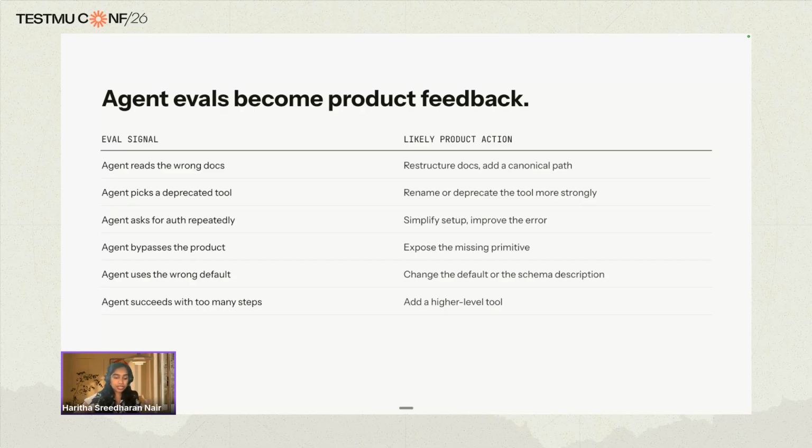So this tells you, okay, my docs were confusing to agents, let me go and fix those. I have deprecated endpoints lying around in my documentation or in my OpenAPI spec, I need to fix that. I need to improve the setup. I need to expose a certain primitive or clarify the error message. So this is how you get product action out of the eval signal that you're seeing when the agent interacts with the product.